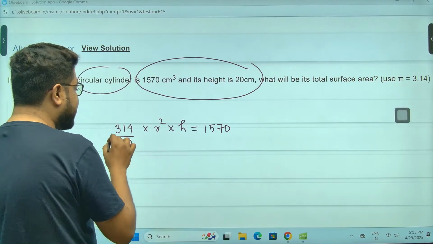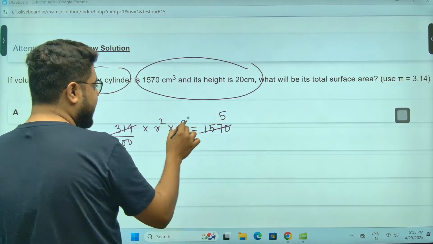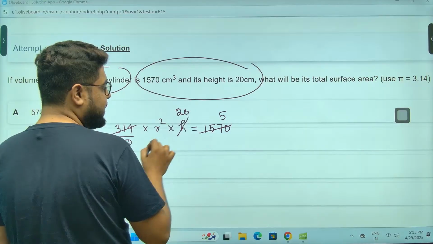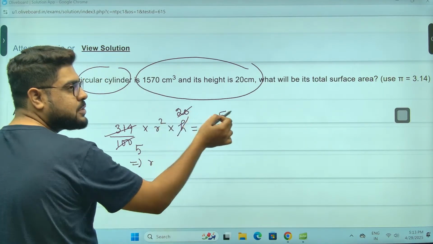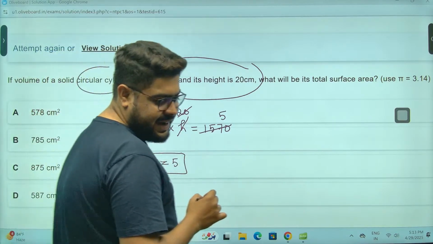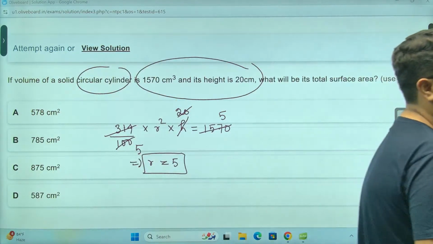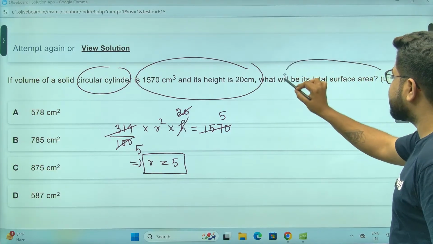Now why I have taken it like this, you see this is 5 times directly. And the h value is given to you as 20. So 20 by 5 is this. So r square is 25, r is 5. Directly I can write this as the value of r. Done. Now total surface area they are asking.